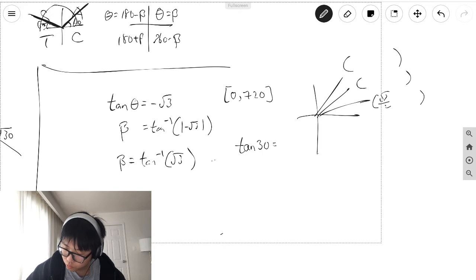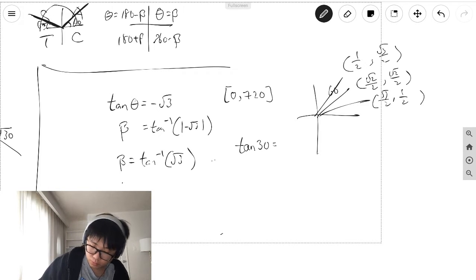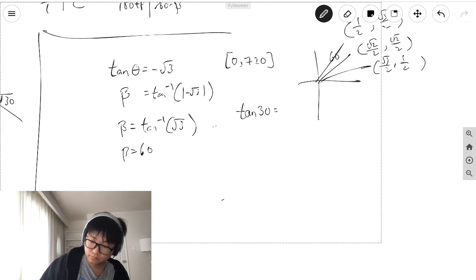You can write root 3 over 2. Takes 2 seconds to write that. And then this one, oh, sorry, wrong way. So this one, oh, it is the right way. Sorry, too early. 1 over 2, and then the other one goes bigger and bigger, so 1 over 2, root 2 over 2, and root 3 over 2. Now, tan is the y over x. Okay, good, 60. So you know beta is going to be 60, but beta is not the one I'm looking for. So what are my theta going to be?